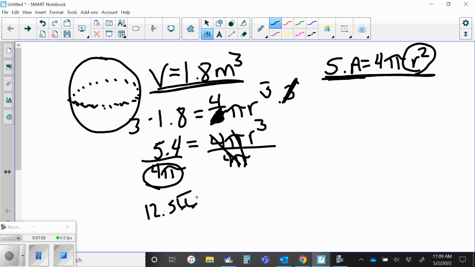12.566, blah, blah, blah. Yes? You see right here? Parentheses are right there. And you're going to hit 4 times pi. You have to hit shift to get to pi.